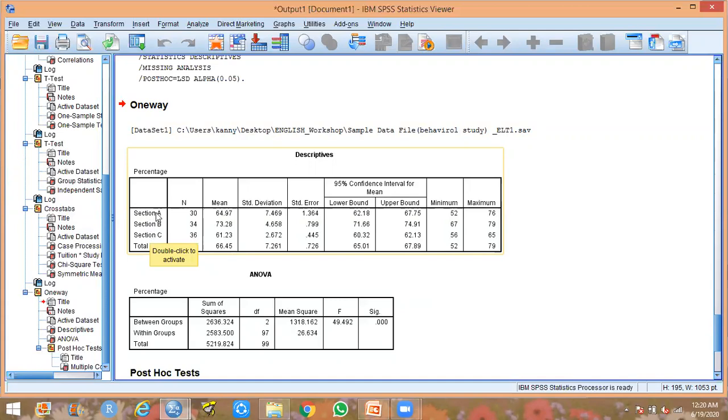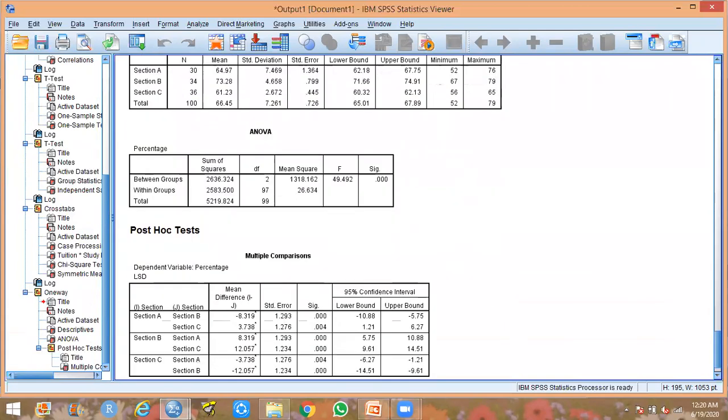How many students are there in section A? 30. In section B? 34. In section C, 36. Then their mean performance in percentage: 64.97, here it is 73.28, and 61.23. Then standard deviation, standard error, confidence interval, minimum and maximum percentage. Minimum percentage in section A is 52 and maximum is 76. Likewise, it gives you the descriptive analysis.